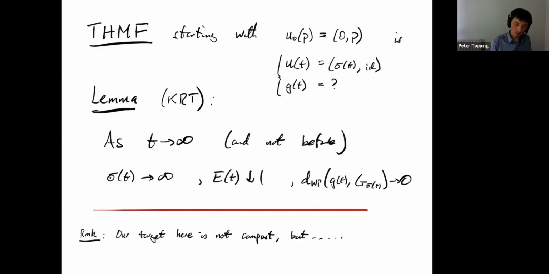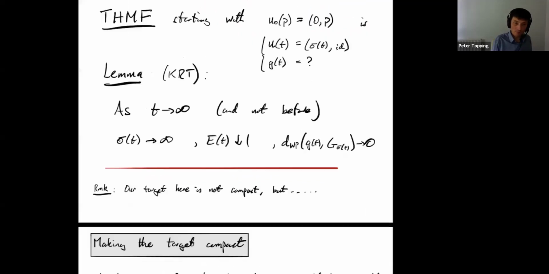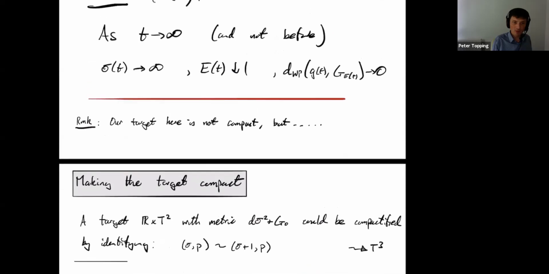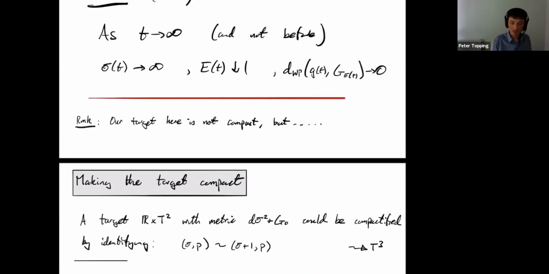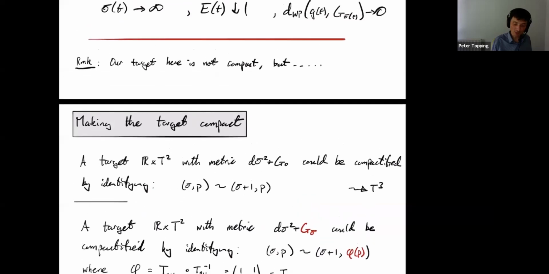Maybe I'll just say 30 seconds about that and then give you one final slide. So let me just point the following thing out. If you were just looking at a Cartesian product and the Cartesian product metric, then I could compactify this, doing this stupid thing by winding R around a circle. So identify sigma comma p with sigma plus 1 comma p.